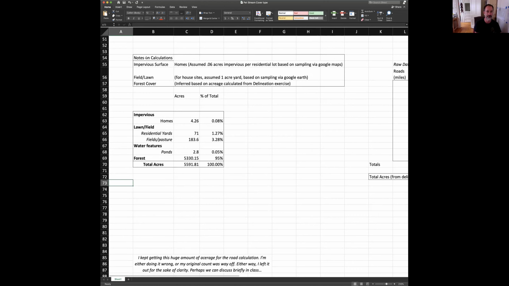And then here are the notes that we discussed earlier. The impervious surfaces, you'll notice roads are missing, and I'll address that in a second. Homes, and in parentheses there, that's my assumption. I assume 0.06 acres, which equates to about 1,500 square feet. From my experience in the trades, I know that's a pretty average size home, give or take, especially around here. Subdivisions get well up into the 2,000 and 2,500 with regularity, and even more, but 1,500 square feet is my judgment of the best size of a house.